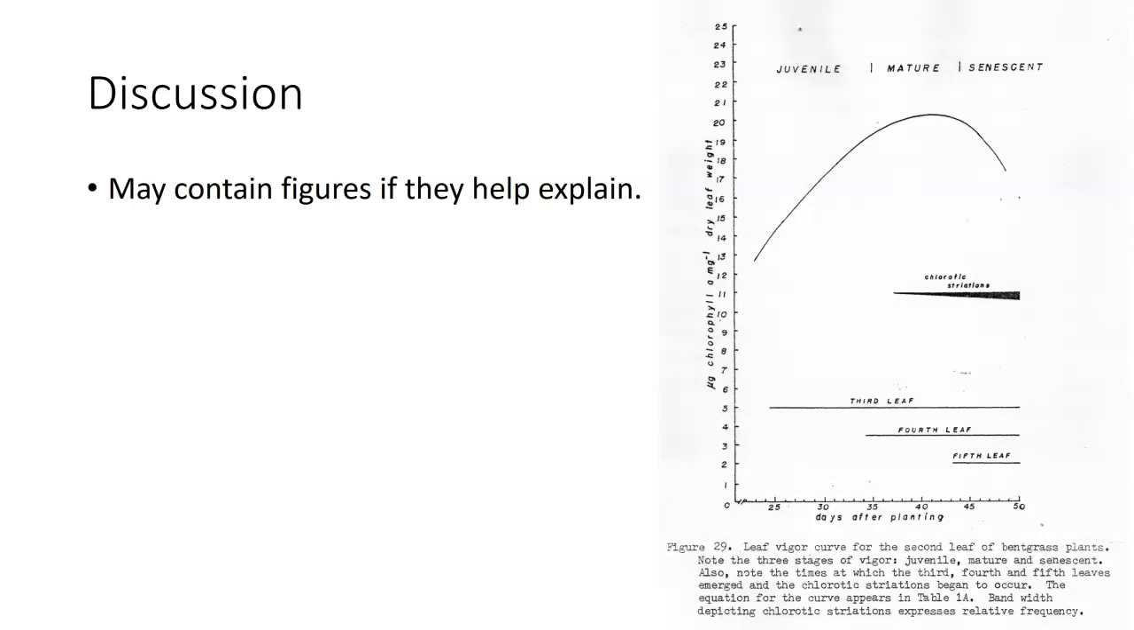Basically what I did was I took the information, I turned it around, I interpreted it. And it says: leaf vigor curve for the second leaf of bentgrass plants. Note the 3 stages of vigor: juvenile, mature, and senescence. It also notes the time at which the 3rd, 4th, and 5th leaves emerged and the chlorotic striations began to occur. The equation for the curve appears in Table 1A. Bandwidth depicting the chlorotic striations expresses relative frequency.